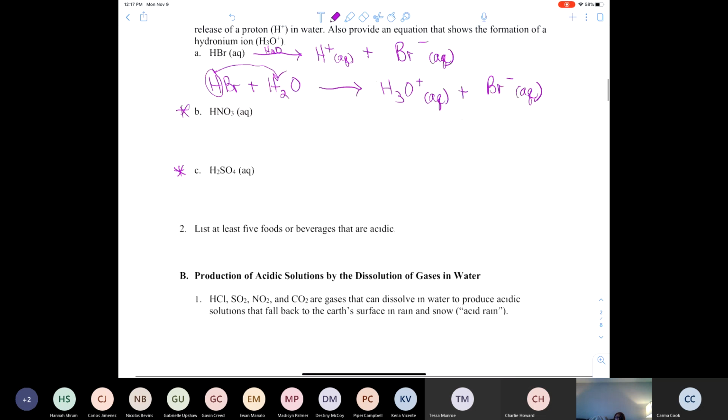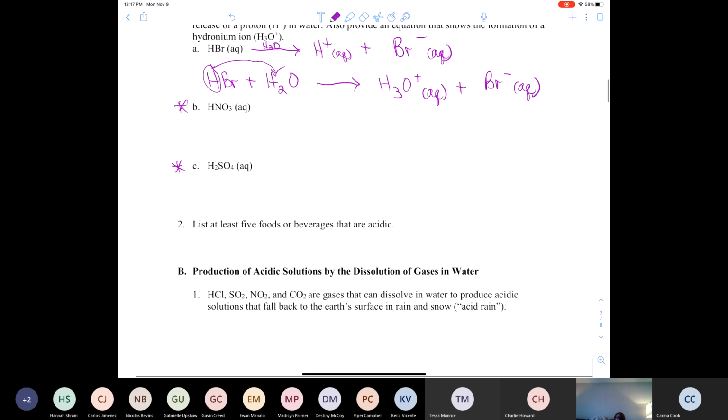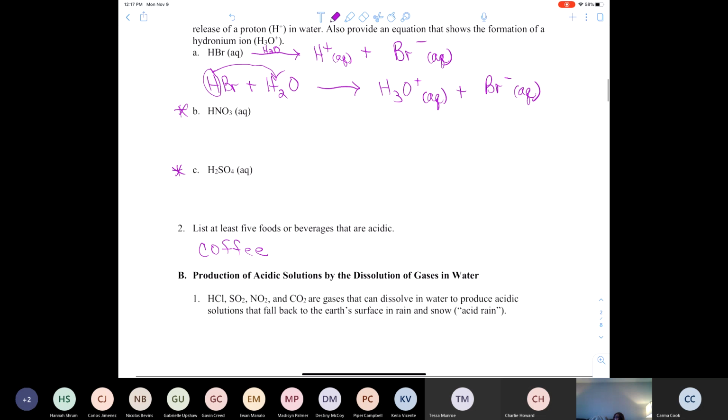And then question 2, list at least 5 foods or beverages that are acidic. Well, one that I know I partake a lot of is coffee. Coffee is acidic. And drinking lots of acidic beverages can have the long-term effect of reacting with the enamel on your teeth.